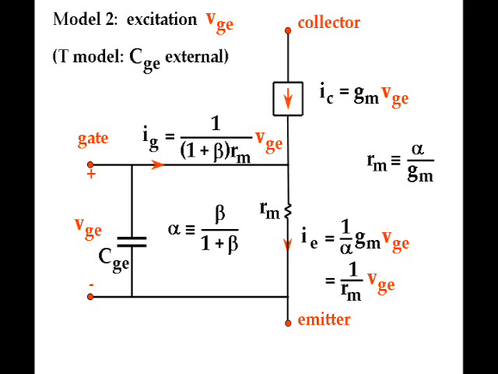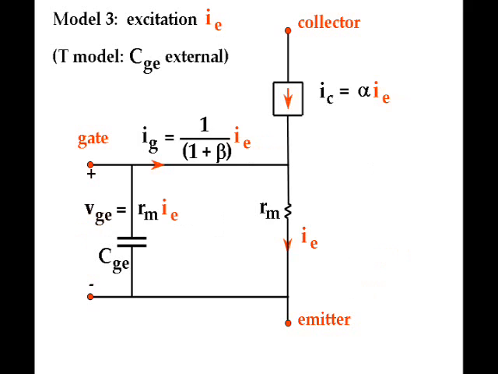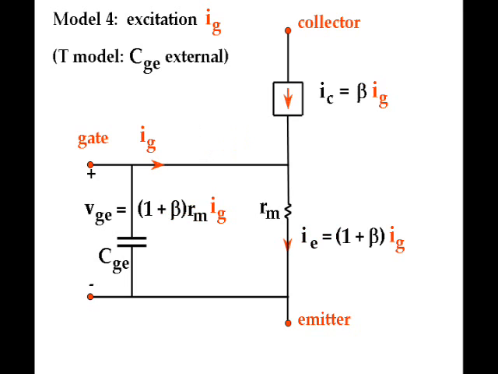In this model, the input voltage VGE is the excitation, and other voltages and currents are expressed in terms of VGE. This version is appropriate when the device is embedded in a circuit upon which loop or node analysis is to be conducted. However, for low entropy design-oriented analysis, the same model with current excitation is often more convenient. Here's Model 3 with the emitter current as excitation, and Model 4 has the gate current as excitation.